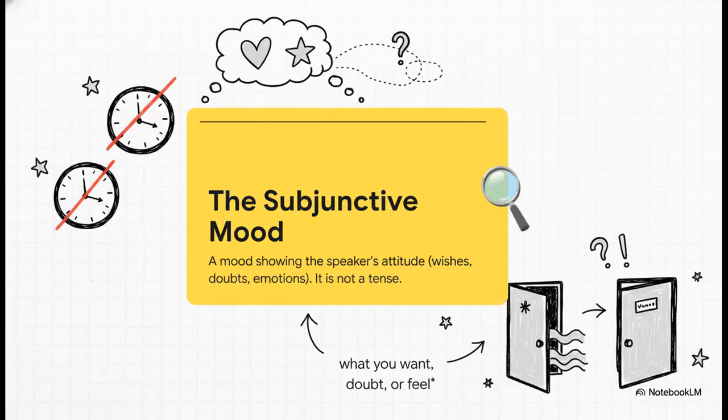All right, if you take one thing away from this, let it be this. The subjunctive is not a tense. Seriously, it has nothing to do with when something happens. It's all about how the speaker feels about it. That's why we call it a mood. It's all about their perspective, their wishes, their doubts, their emotions. It's the difference between saying what is and what you want or doubt or feel about what is.